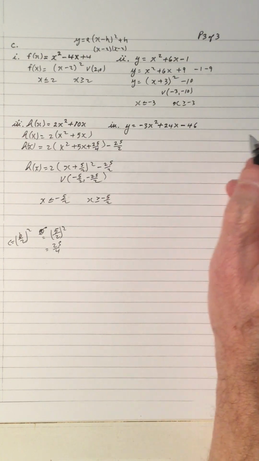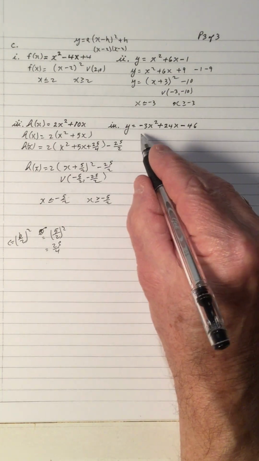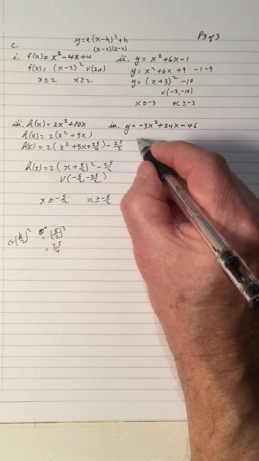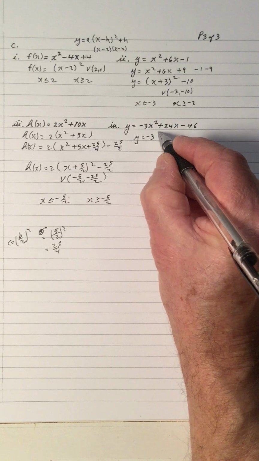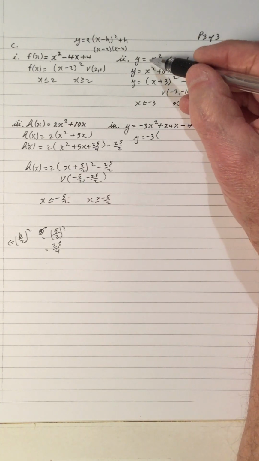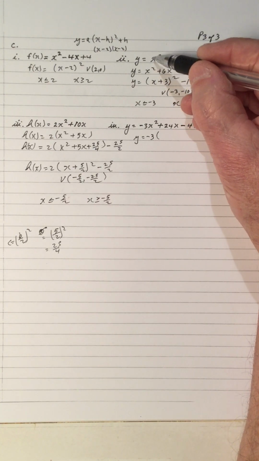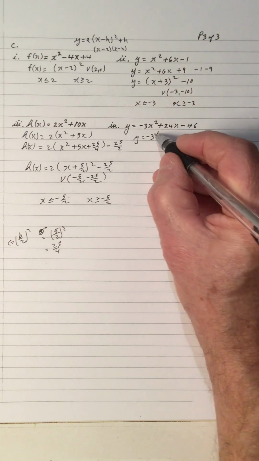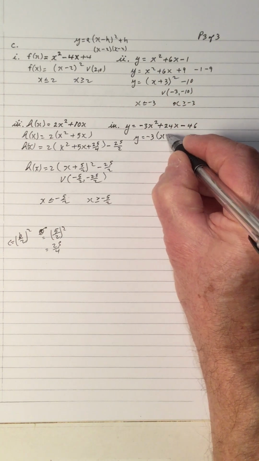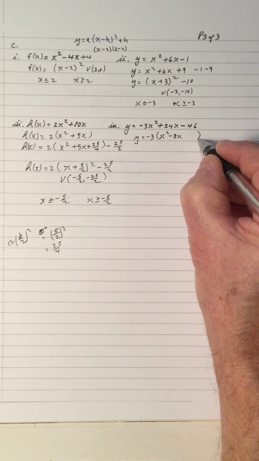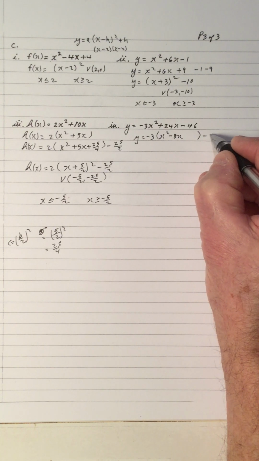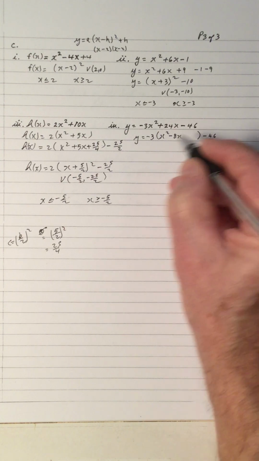Okay, we have one more to do to finish off this video. Let's complete the square. Y equals, take the negative 3 out, because you should have a 1 coefficient when we complete the square. 1 should be in front of the x squared. So we take out the negative 3, we get an x squared minus 8x. And we're going to complete the square, so the minus 46 goes over to the right.